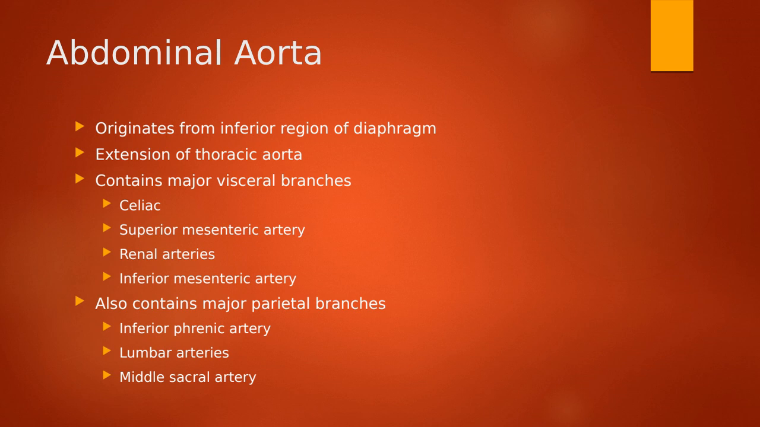Some of the additional ones, or some of the parietal branches that are going to be supporting branches from the aorta, are going to be the inferior phrenic, which are going to come off of the aorta within the abdominal cavity, but they're going to travel upward to supply the inferior border of the diaphragm. We also have our lumbar arteries, which are going to supply our lumbar region, and our middle sacral artery, which is going to supply the sacral region of our body.